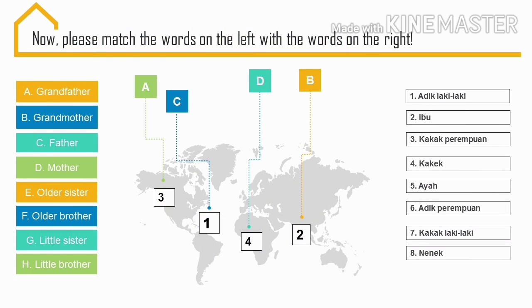Now, please match the words on the left with the words on the right.